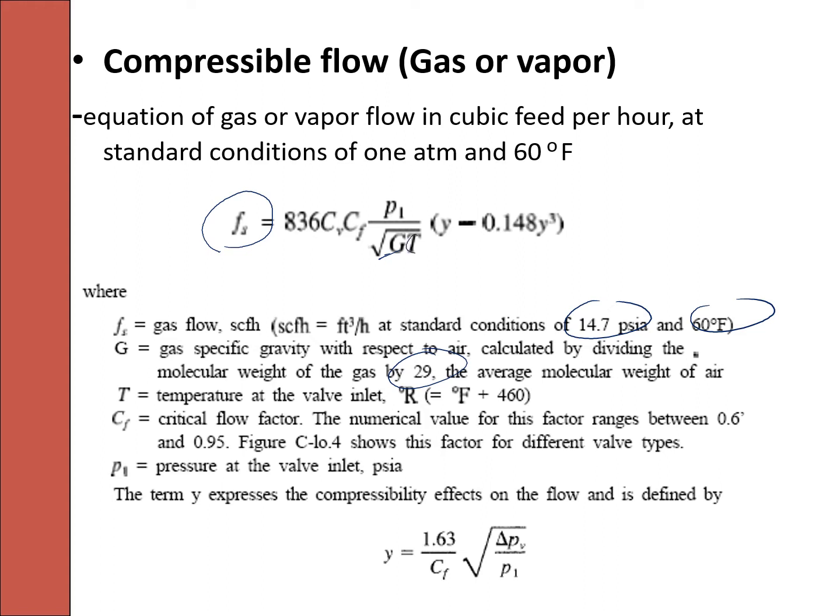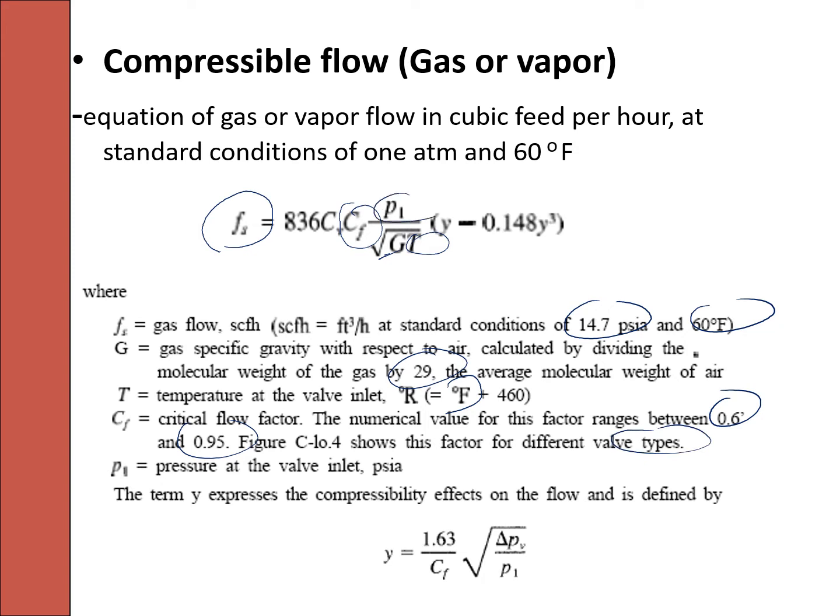For the temperature, basically it is the temperature at the valve inlet, and the unit is Rankine. So if you get the value in Fahrenheit, you need to change it by adding 460. For the critical flow factor here, CF, normally we will choose between 0.6 to 0.95. Inside the question it is normally given, and this range depends on the valve type.